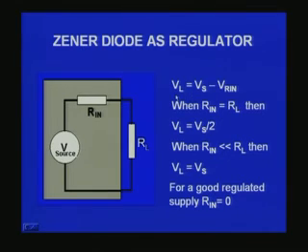When I have Rin equal to RL, you can immediately imagine what the VL value will be. When Rin is equal to RL, this voltage source will be divided among these two resistors, and therefore you will get only half of Vs across the load. So you can immediately see that VL is not a constant, it depends on RL.